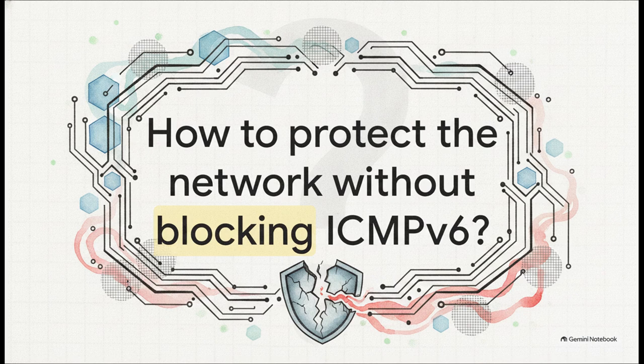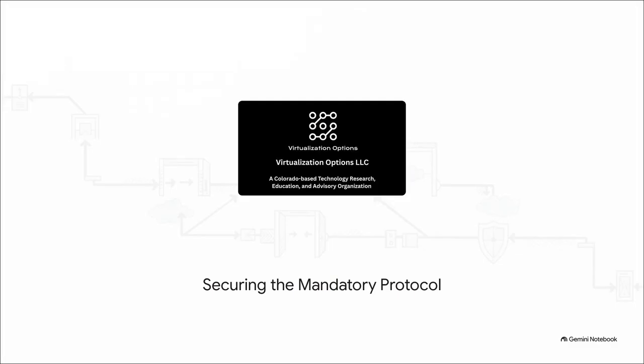If ICMPv6 cannot simply be blocked, how on earth do we actually protect the network? I mean, if our primary shield, that trusty outright drop rule, has been taken away by the protocol's own architecture, what do we replace it with? How do we stop the floods and the spoofing without bringing our own operations to a grinding halt? Well, the answer lies in rearming ourselves with a much more sophisticated toolset. We have to shift our focus toward truly securing the mandatory protocol itself.